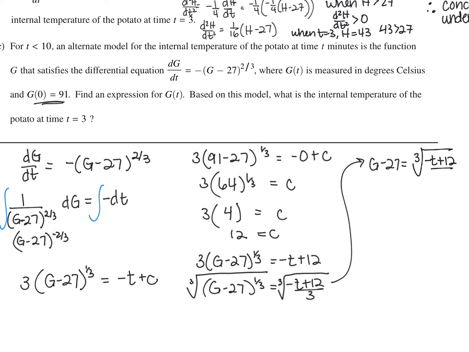I don't know that I like it in that order because of the negative, but that's fine. And then add 27. So g equals the cube root of negative t plus 12 over 3 plus 27, which is outside of that. Isn't it cubed? Oh, yeah. Oh, my gosh. You guys. I didn't get enough sleep, apparently.